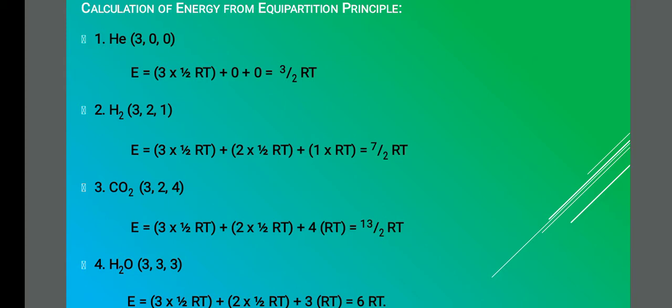The second topic we have seen in today's class is the equipartition principle. Using this we can calculate the total energy afforded by the system for different atoms or molecules. E total is equal to E trans plus E rotational plus E vibration. E trans is F trans into half RT, E rotational is F rotational into half RT, and E vibration is F vibration into RT.